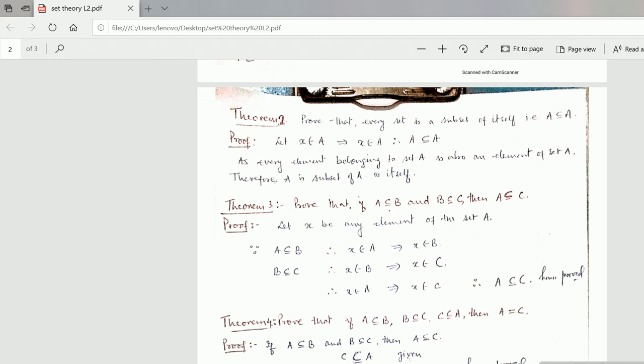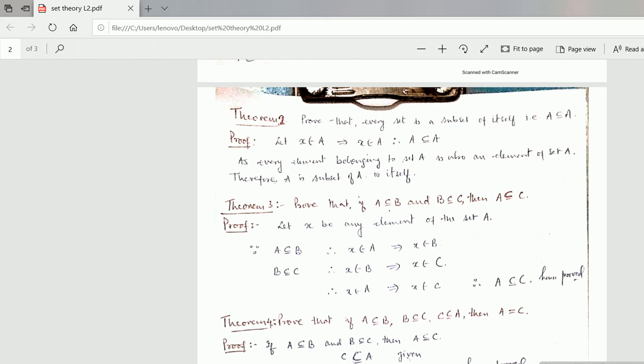Now we will see some theorems based on the above set theory. Theorem 2, which we discussed in the last lecture: prove that every set is a subset of itself, that is, A subset of A. So what you will do is, let x belong to A. Then x belongs to A. Therefore A is a subset of A, as every element belonging to set A is also an element of set A.